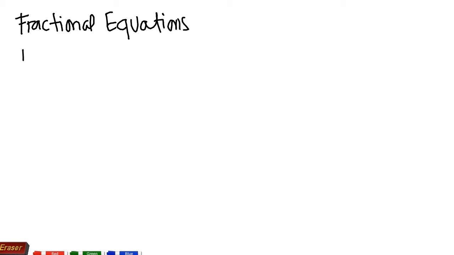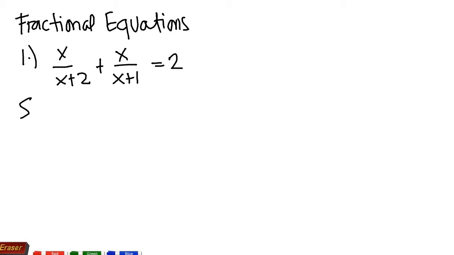Okay, so the first problem: x all over x plus 2, plus x all over x plus 1, is equal to 2. So how are you going to solve this one? Actually, if you do this one, it will result in a quadratic equation, but later on the quadratic terms will be eliminated, and that will form a linear equation. So in this case, we're going to multiply by the denominators.